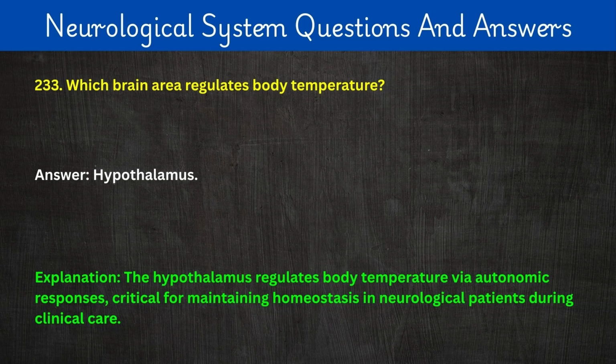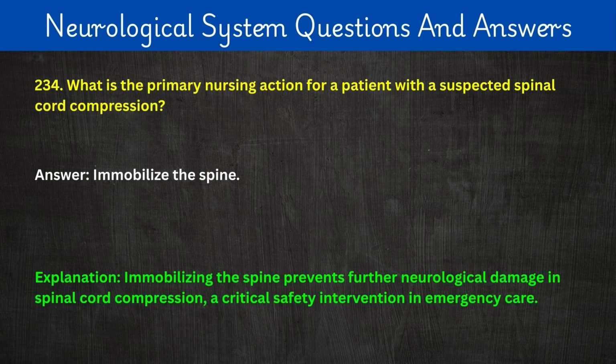233. Which brain area regulates body temperature? Answer: hypothalamus. Explanation: the hypothalamus regulates body temperature via autonomic responses, critical for maintaining homeostasis in neurological patients during clinical care. 234. What is the primary nursing action for a patient with a suspected spinal cord compression? Answer: immobilize the spine. Explanation: immobilizing the spine prevents further neurological damage in spinal cord compression, a critical safety intervention in emergency care.